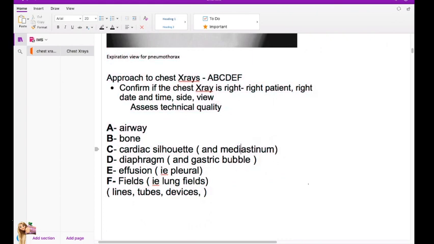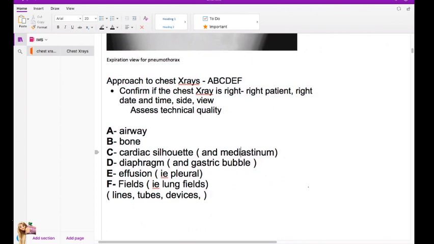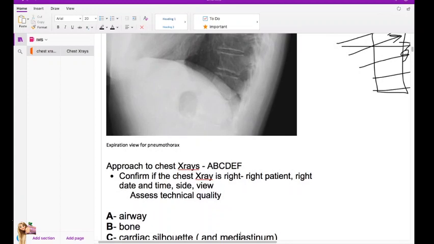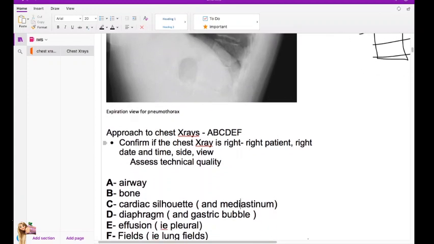Okay, so this is basically to see diaphragm problems. I'm not sure about that. These are the two things that I read about.